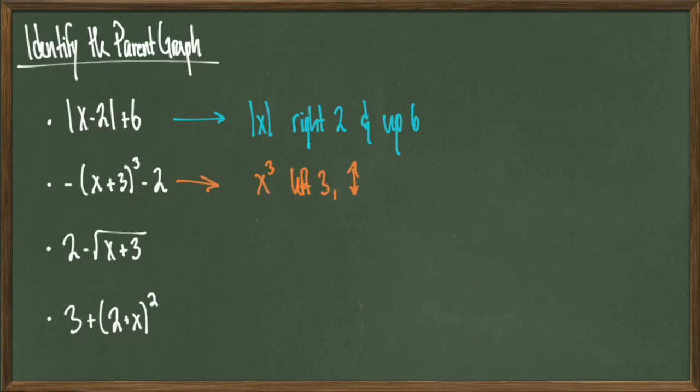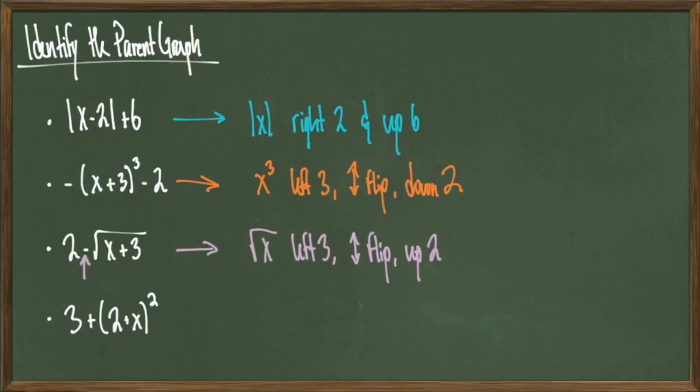The next function has our variable x eventually raised to a power of 3, so we can surmise that x to the third is our parent graph, and the transformations that took place here are a left shift by 3, a vertical flip, and a downshift by 2. Our next function involves a square root, so the square root of x will be our parent graph, and we'll have a left shift of 3, a vertical flip, and an up shift by 2. In the last function we see a quantity squared, so x squared will be our parent graph with a left shift of 2 and an up shift by 3.